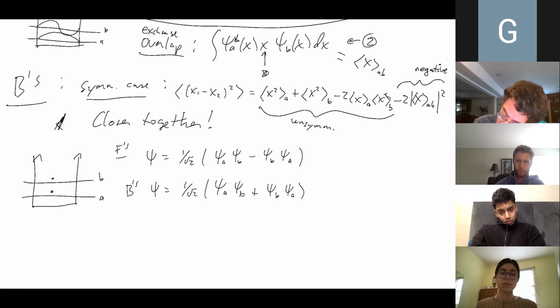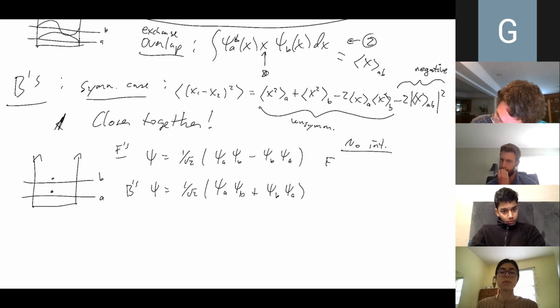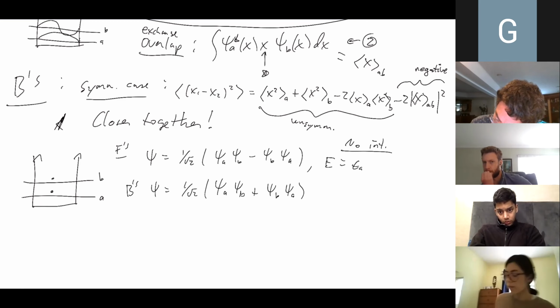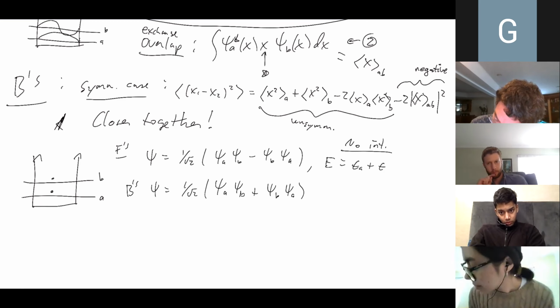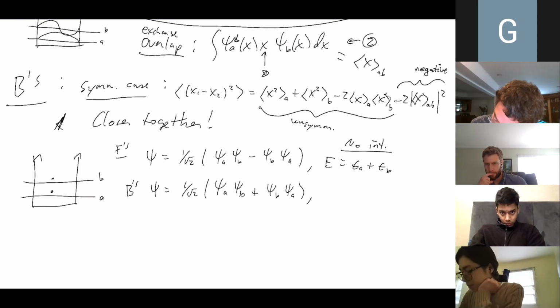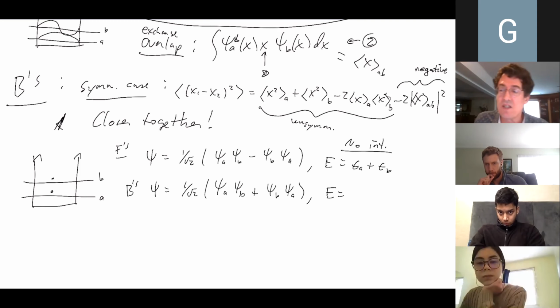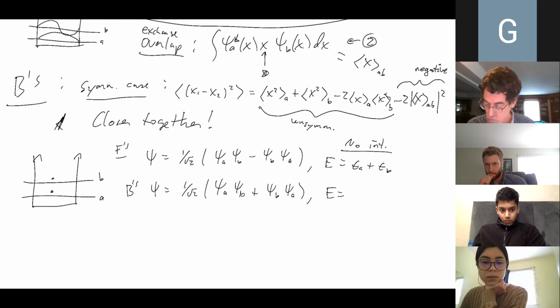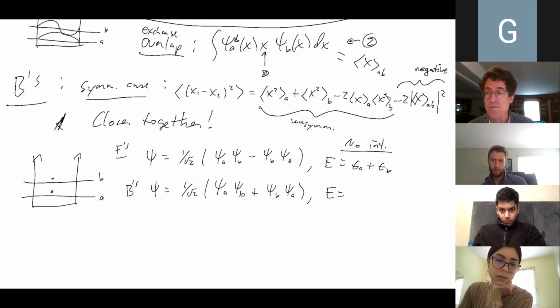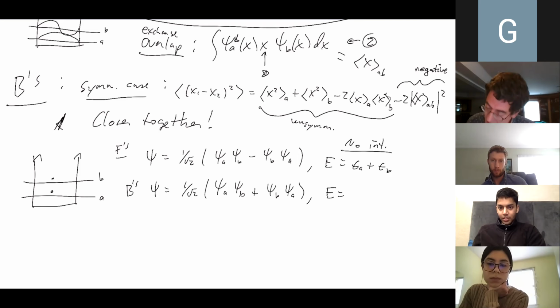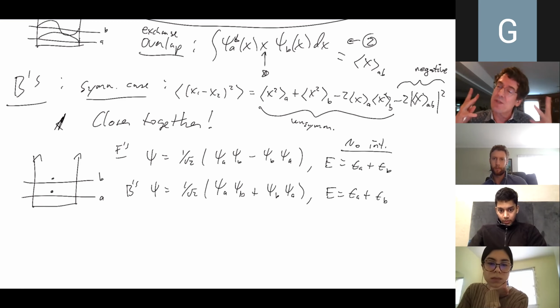Now, if there's no interactions, then the energy of this case is going to be energy of particle A, state A, plus energy of state B. And the energy here is going to be what? What's the energy of those two bosons? Should be EA plus EB. What? EA plus EB again. Exactly. So you can see that the energy is the same, whether they're bosons or fermions, however I symmetrize it, there's no difference between them.